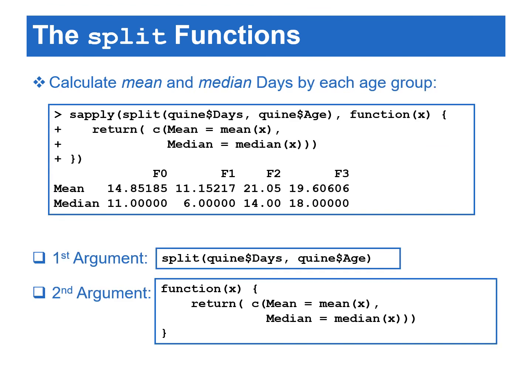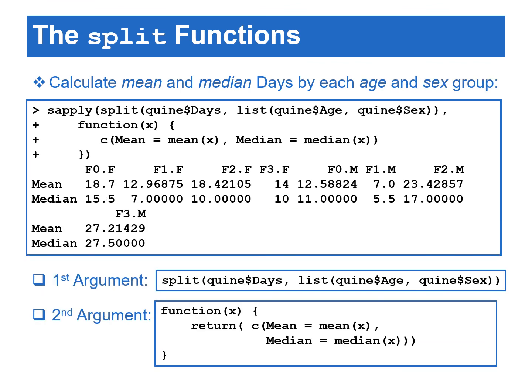In this example, we split the days variable by each level of age first. Then we use a user-defined function to calculate the mean and median days for each age group. Notice that the split function is nested as the first argument of the sapply function. In this example, we use a user-defined function to calculate the mean and median value for each level of age and sex. When splitting the data by more than one variable, these variables need to be grouped into a list.